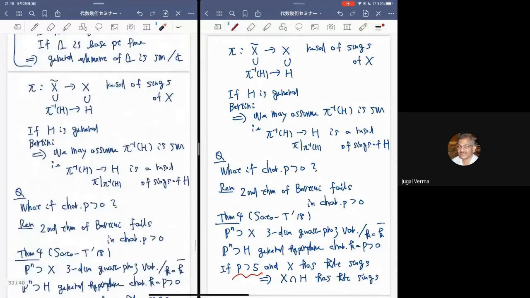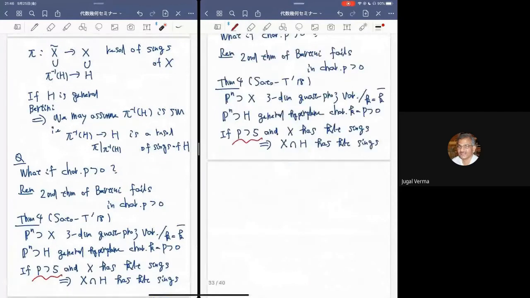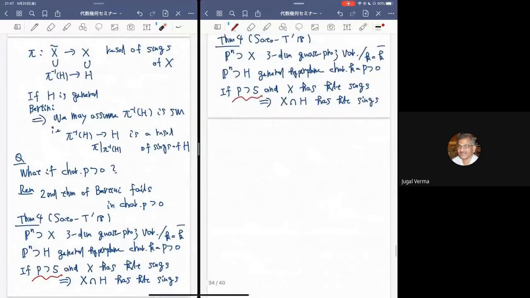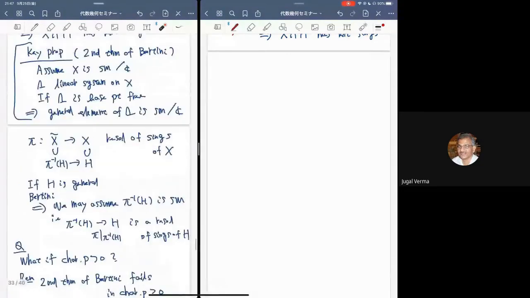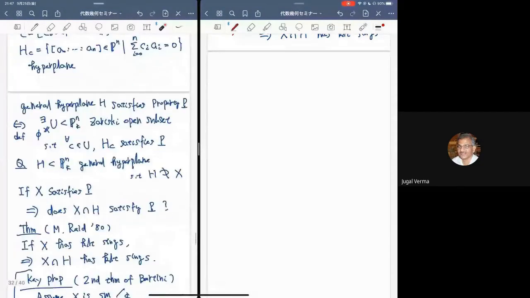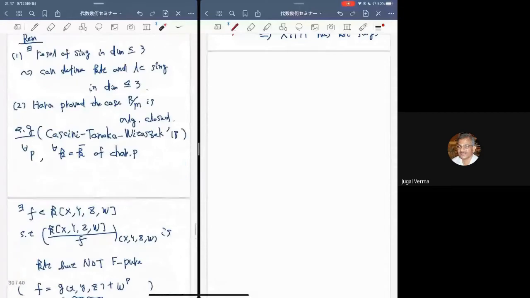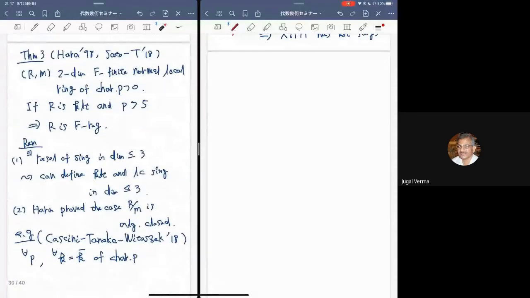And in order to prove theorem 4, I use theorem 3. Theorem 3 is which one? This one. Theorem 3 is this: in dimension 2, characteristic greater than 5, the KLT condition implies F-regularity. I use this theorem. Let me explain how to use theorem 3 to prove theorem 4.